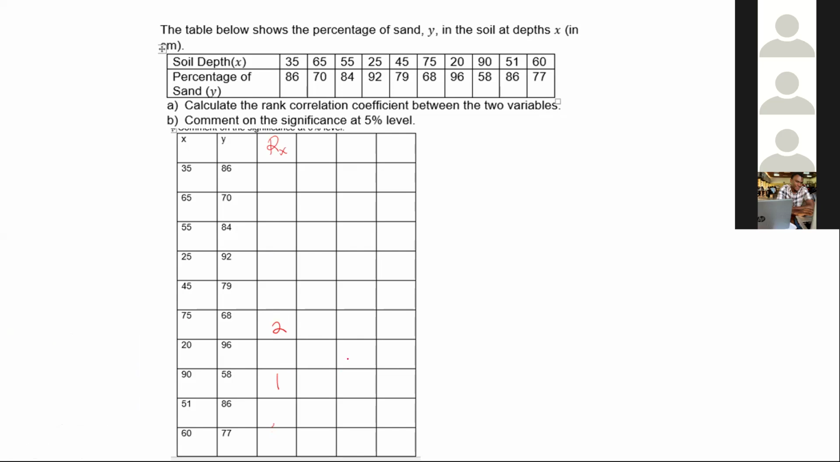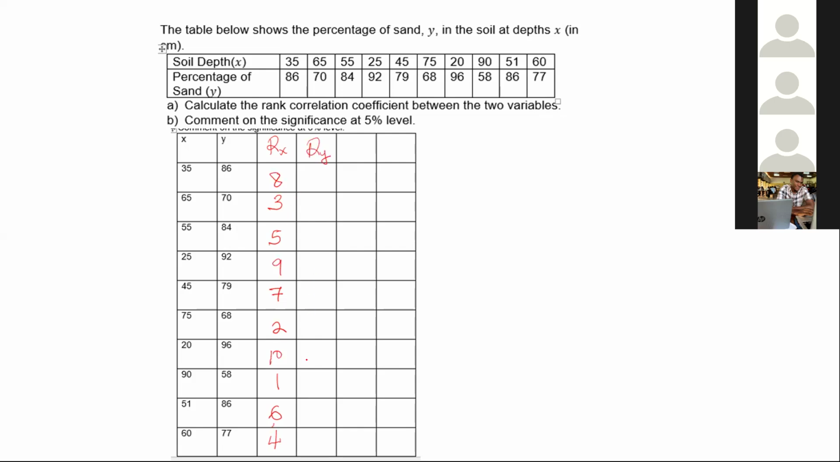Yeah, so we had 90 as the first, 75 as the second, and then 65 as our third, 60 as our fourth, 55 as our fifth, and then 51 as our sixth, then 45 as our seventh, and then 35 as our eighth, then 25 as ninth, then 20 as tenth. Then we are going to rank the ones for Y as well.